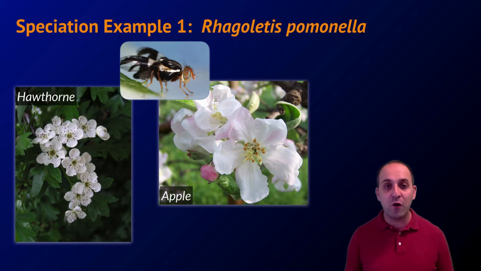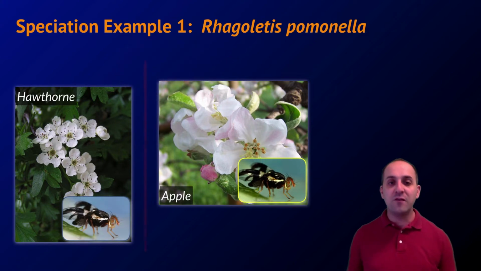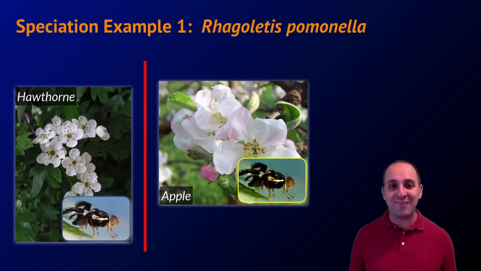And so as a result, over the last 200 or so odd years since the introduction of the apple, these two populations have started to evolve away from each other, to the point where if you bring them back into the lab and put them into the same area, they will occasionally reproduce with each other, but they prefer to reproduce with members of the population that is adapted to their particular plant of choice. So here we see speciation in the process of occurring.